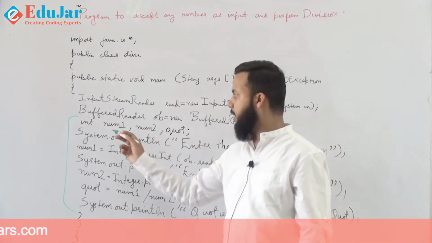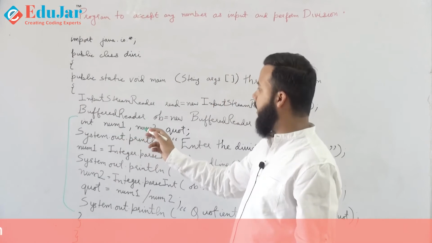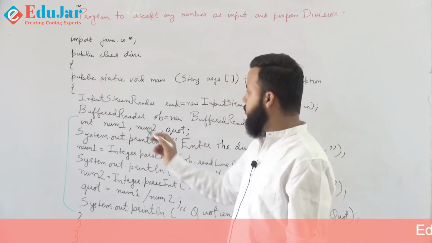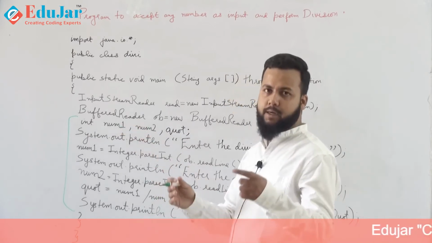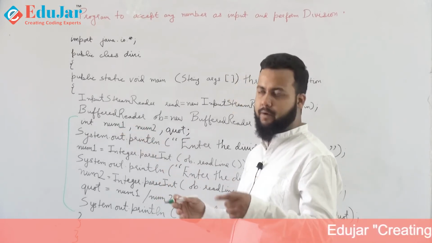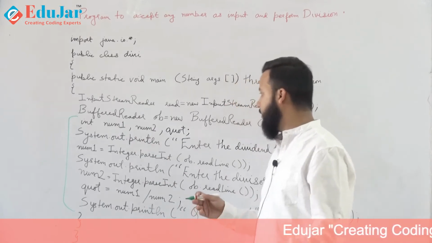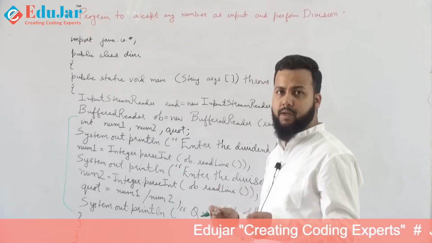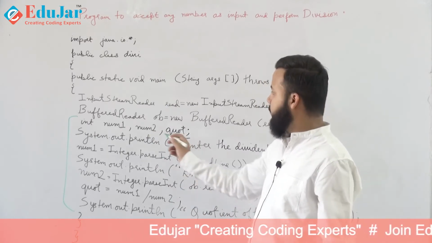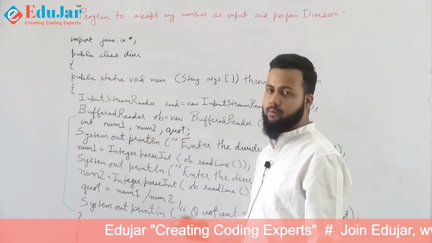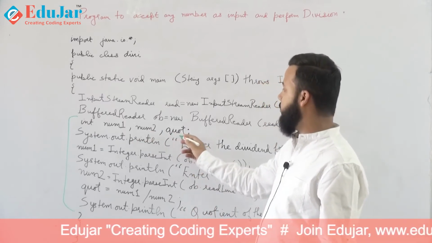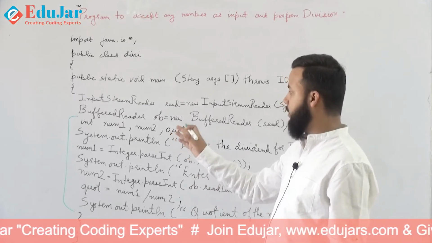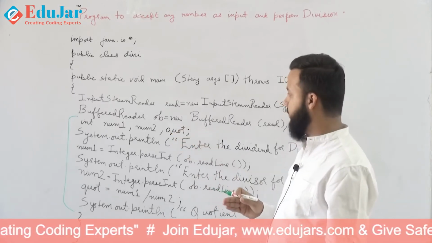In the main part I have used three integer variables: num1, num2 and code. In num1 we will accept the first number that we want to be divided, and the second number, from which we will divide the first number, we will store in num2. And in code we will store the quotient value of the division that will get performed.